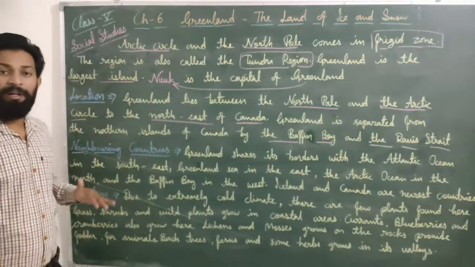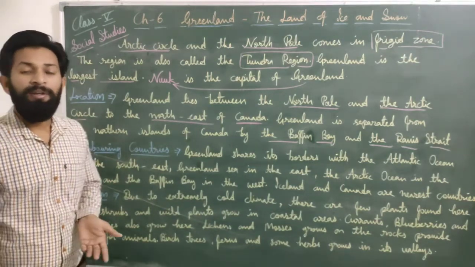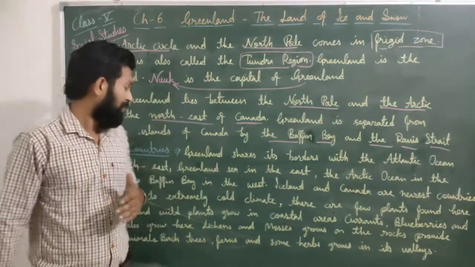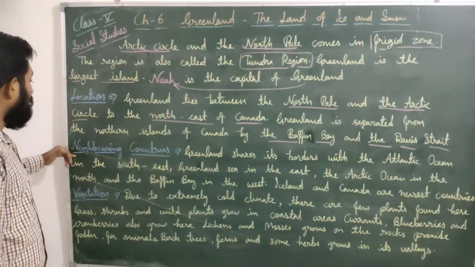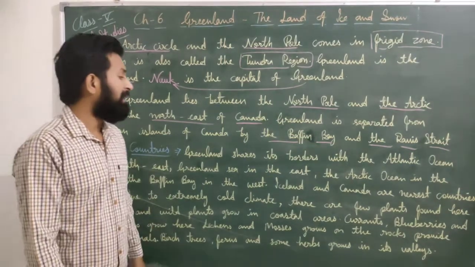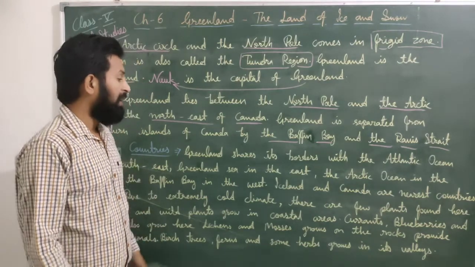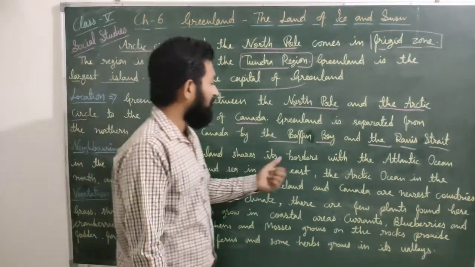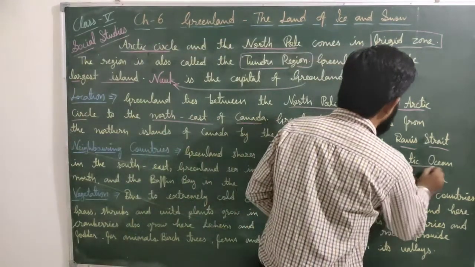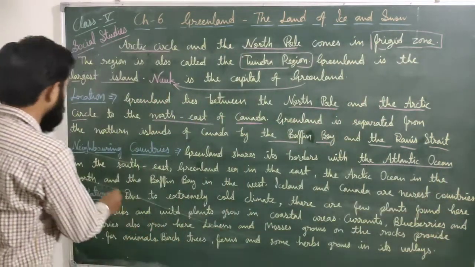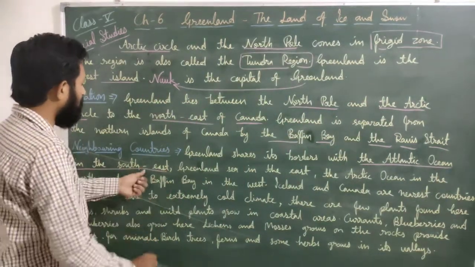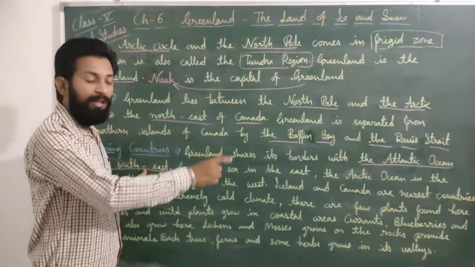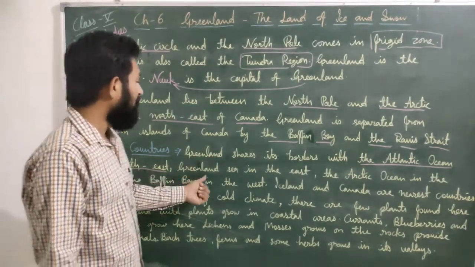Now, neighboring countries: whichever countries are nearby Greenland, we can look at what their location is. Neighboring countries: Greenland shares its borders with the Atlantic Ocean in the southeast. In the southeast, which place is there? Atlantic Ocean. Greenland Sea in the east.